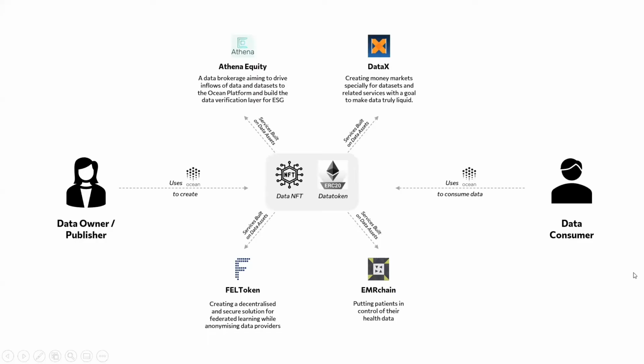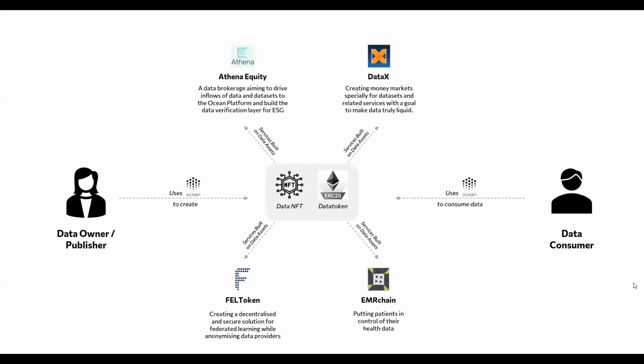Essentially, what Ocean Protocol has is two main types of tokens. So it has a data NFT. A data NFT is a non-fungible ERC-721 token, which represents copyright and ownership of that data set.